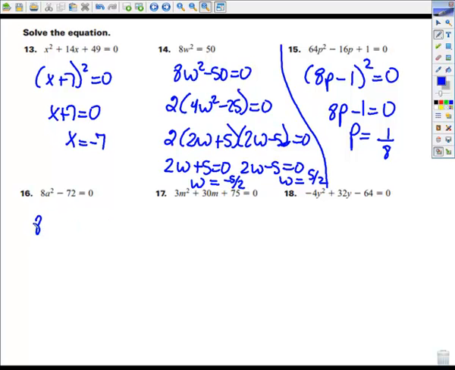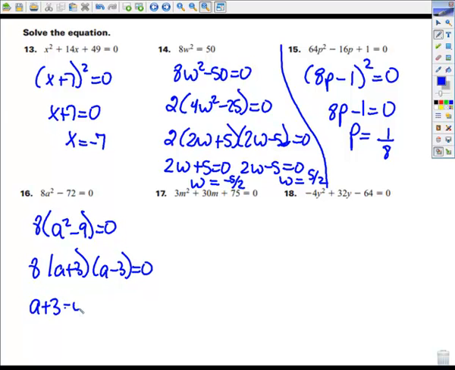Here I can pull out an 8. I have a squared minus 9. So I have 8 times a plus 3 times a minus 3. The 8 again is not needed, so I have a plus 3 equals 0 and a minus 3 equals 0. So a equals negative 3 and a equals positive 3.